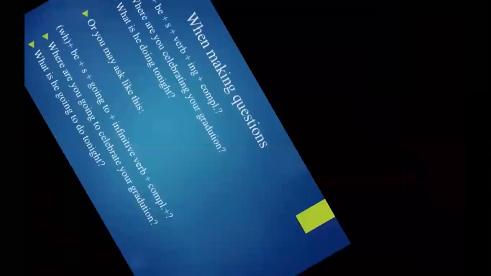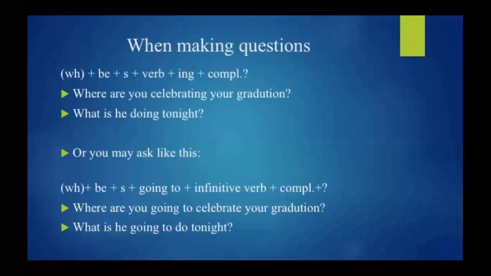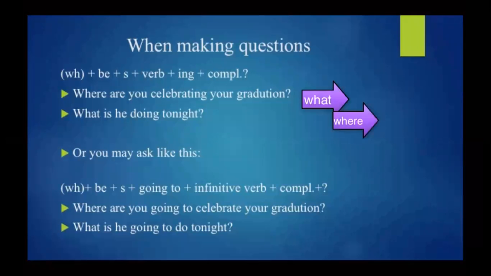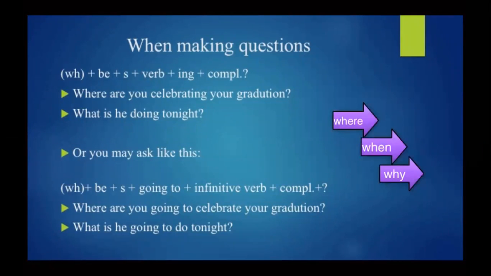And when you want to ask a friend or a relative about their plans, you may do so by asking using a WH question word like this. WH question word plus be plus subject plus verb plus ing plus complement and question mark. Where are you celebrating your graduation? What is he doing tonight? Remember, your WH question word will depend on what you want to know.